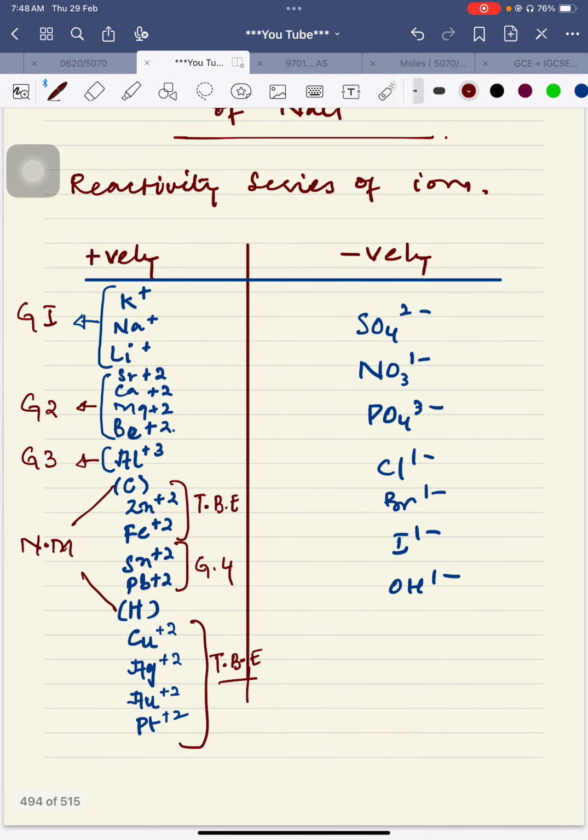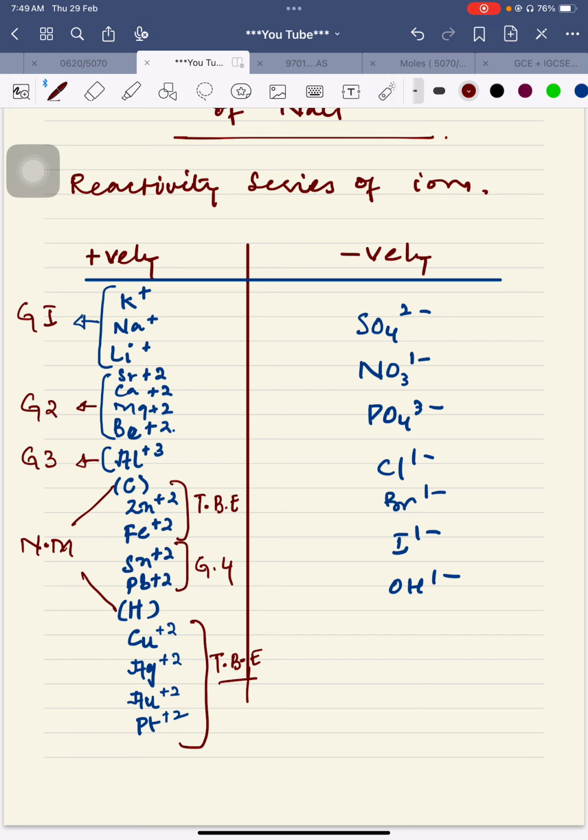One thing which I would like to inform you: the higher the position in the reactivity series, the higher the reactivity of that ion. So according to that, if you are looking into the reactivity series of the positively charged ions, potassium has the highest reactivity, whereas platinum has the lowest reactivity. Potassium is highest in the position, whereas platinum is lowest in the position.